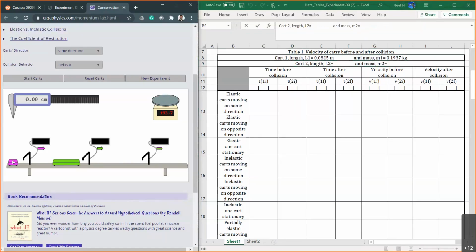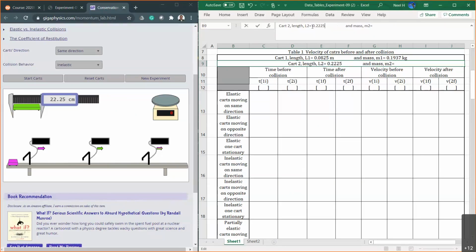You can bring back the cart here. Then for cart number two, put it inside the vernier caliper. That will tell you the length of cart number two, which is 22.25, which means 0.2225 in meters. Let's measure the mass and place it on top of this mass scale. Then it will tell you the number 481.1, which means 0.4811 in kilograms.